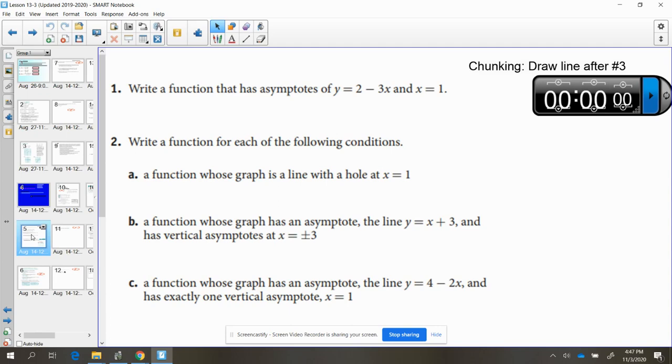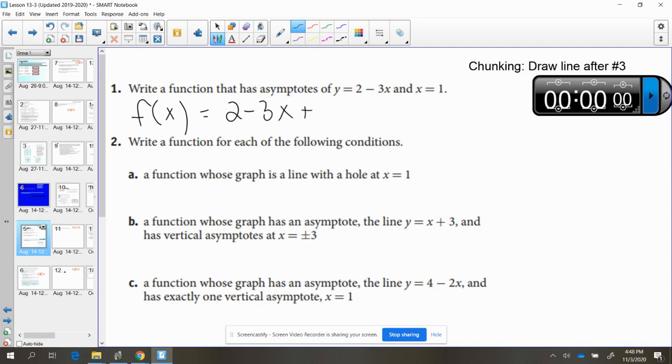So if we look here on page 176 today, we're going to see that we can have a variety of answers possible here, but we want to write a function that has a slant asymptote at 2 minus 3x, and then a vertical asymptote at x equals 1. So we can write this in its most general state that we talked about in the last lesson, with that slant asymptote having 2 minus 3x here, and then just plus some value over x minus 1.